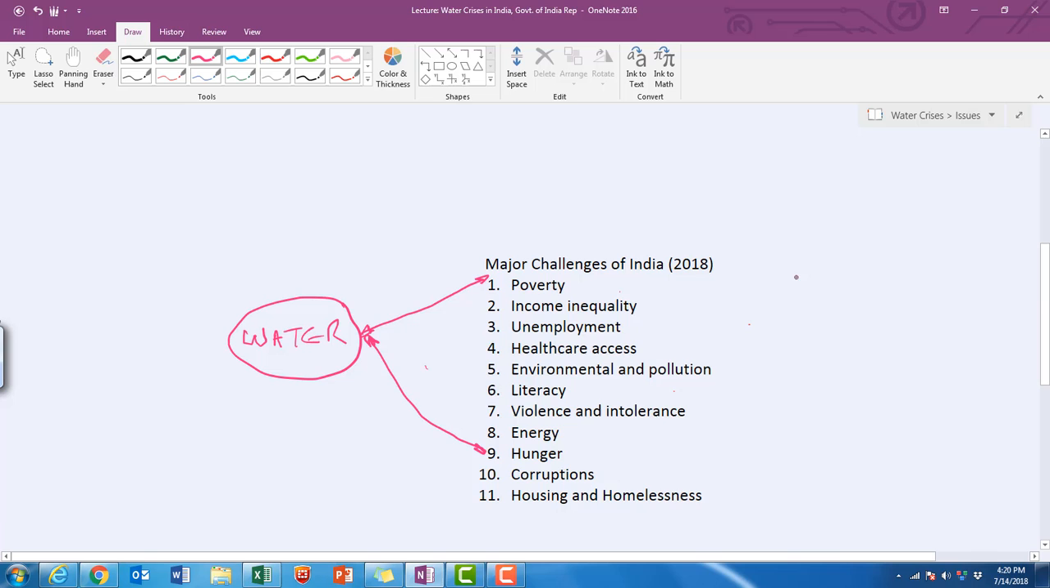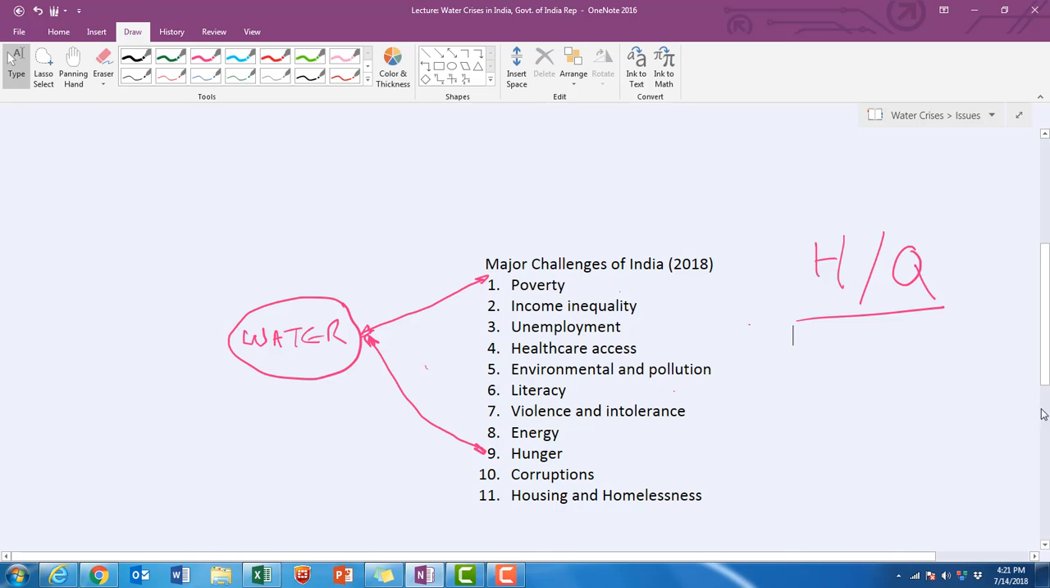So here is the homework for you, or here's the quiz, whatever you want to call it. I want you to write a position paper correlating water with all the challenges which I mentioned here. Write the position papers, and you can submit your position paper at ngn.org. There are the 11 topics I mentioned. And again, you don't have to stay with these 11 major issues India is facing. You can add anything, but try to correlate it with water.